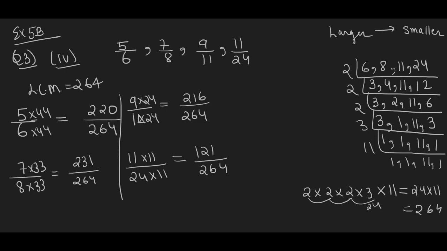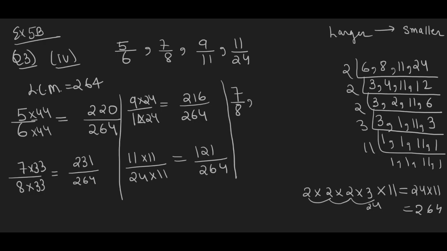smaller. So the number which is having the greatest numerator is the largest fraction here. So the greatest numerators that we have here are 220, 231, 216 and 121. So the fraction with the greatest numerator is this 7 upon 8. So 7 upon 8 is the very first, the greatest of all these fractions.